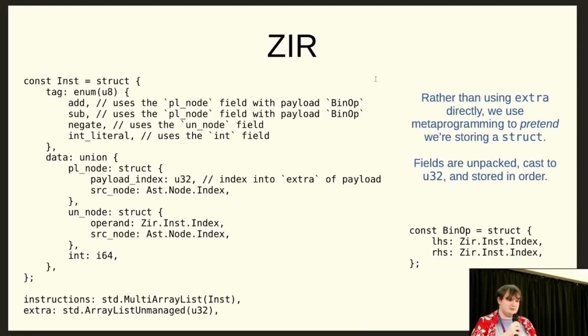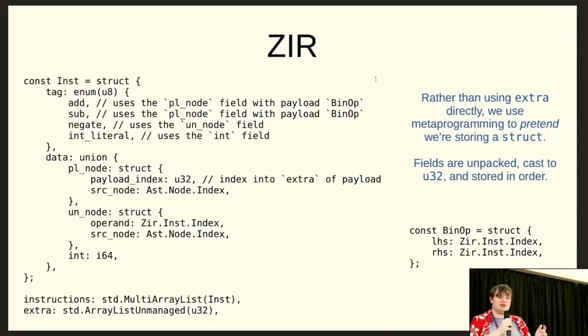But the first thing to note here is the union in data. It has three different fields. We have the int field, which is used if you're using the int literal tag. But then we have un_node, which stands for unary operator with a source node. So the data here is a struct. We have two things in here. There's our operand, and there's our source node.